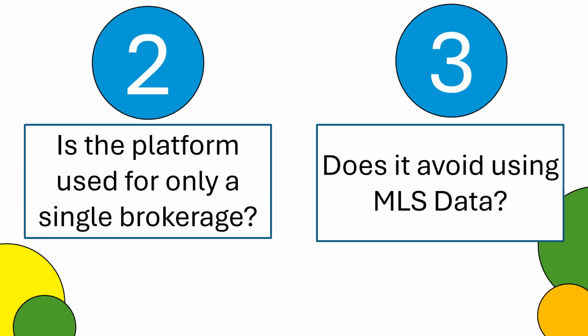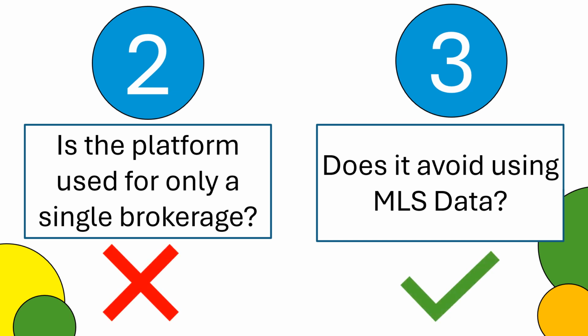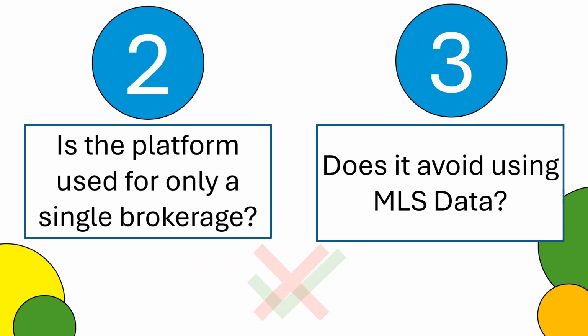You can advertise compensation in the following instances. First, the platform used is only for a single brokerage, and the advertisement avoids using MLS data. If you answer yes to both questions, then you can advertise compensation off the MLS. The next instance you can advertise compensation off the MLS is when the platform used is not only for a single brokerage, but both the platform and the advertisement avoid using MLS data. In this instance, you can advertise compensation off the MLS.